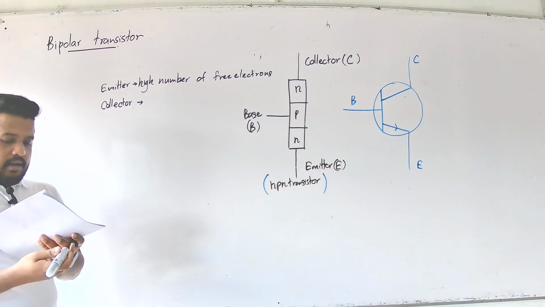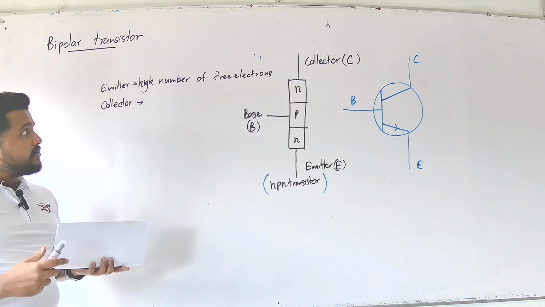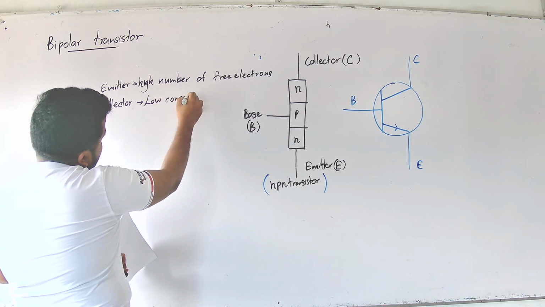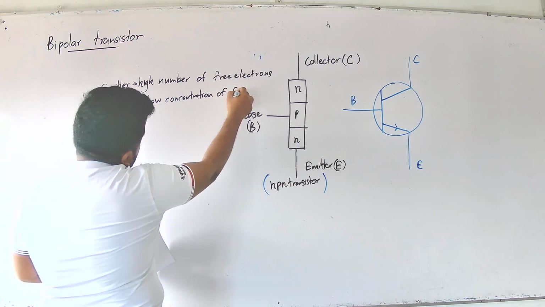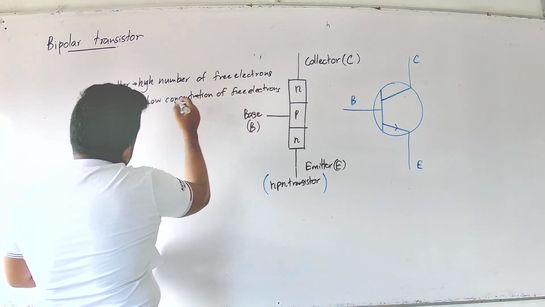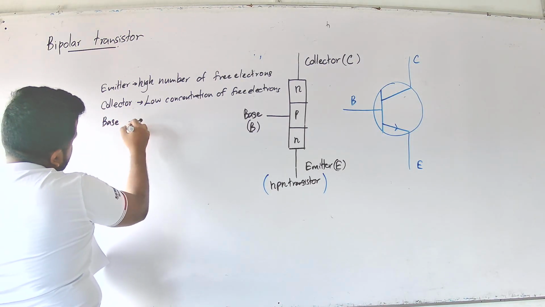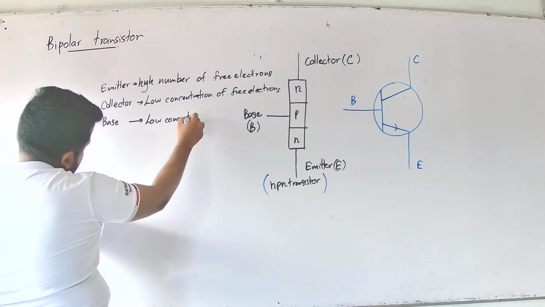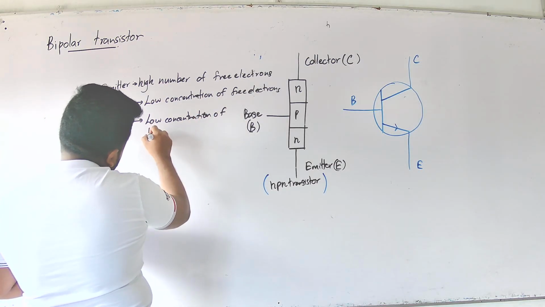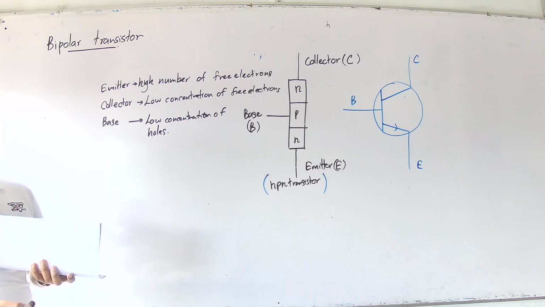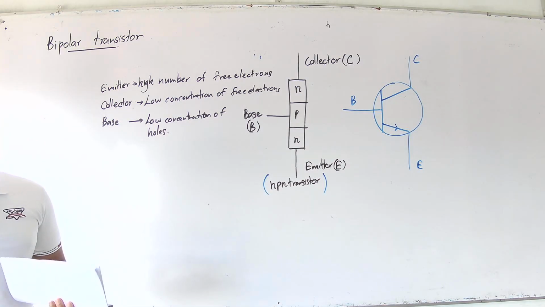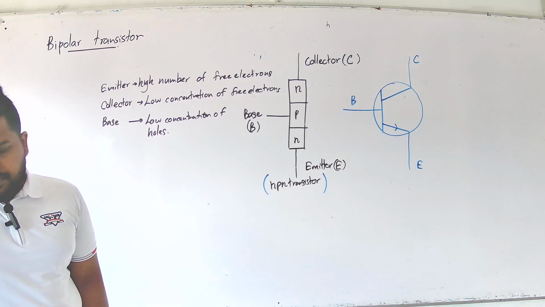පොඩි වෙලාවට දාන්න. එතකොට මේකේ මේ free electrons වැඩි, majority carriers higher. ඊට පස්සේ මේ low concentration free electrons, base, low concentration of force. Right?